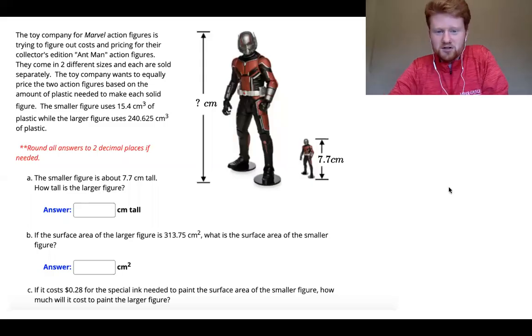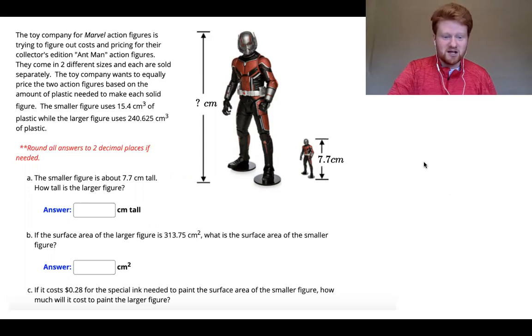I'm going to go over the first problem within this question to give you a sense of how to complete each part of it. But then I think based on that, you can figure out the rest of the problems. And if you still have questions, feel free to reach out to me or your teacher.